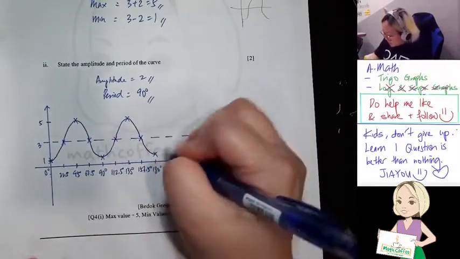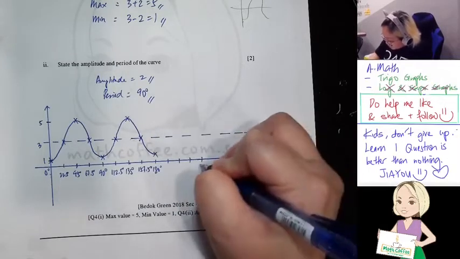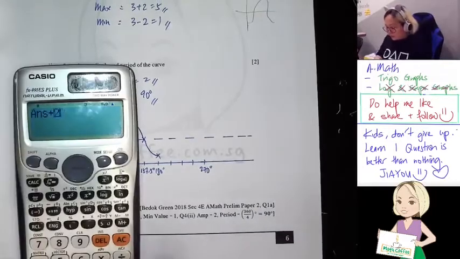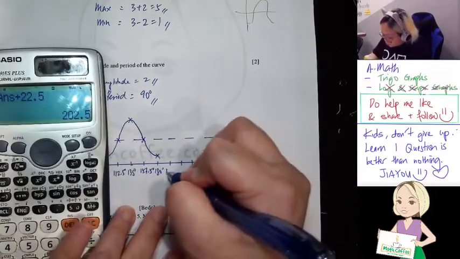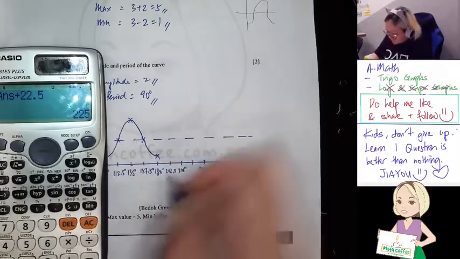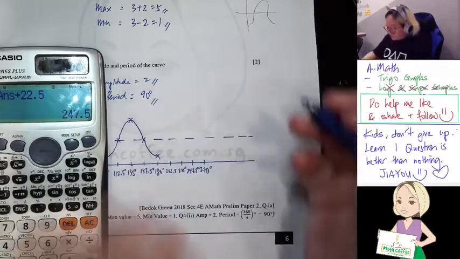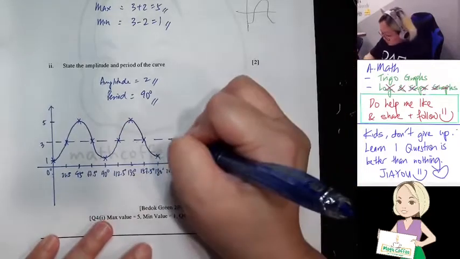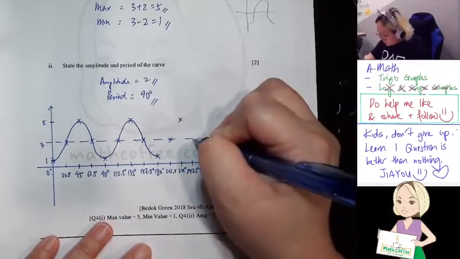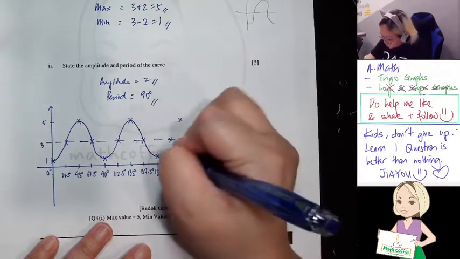So we're going to repeat again. So mark out 1, 2, 3, and then 4. This will be 270. So 180 plus 22.5, 202.5, 225, 247.5. Same thing, go up to maximum at 225, come down to the 0 at 247.5, come down to here. Okay, so let's draw up.